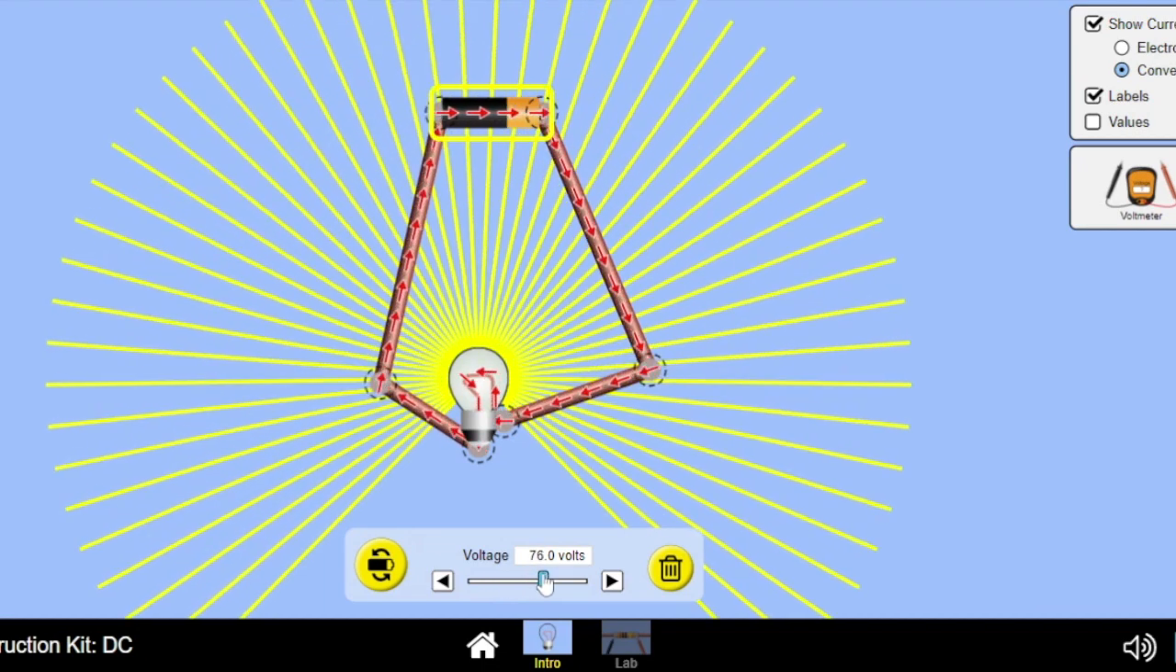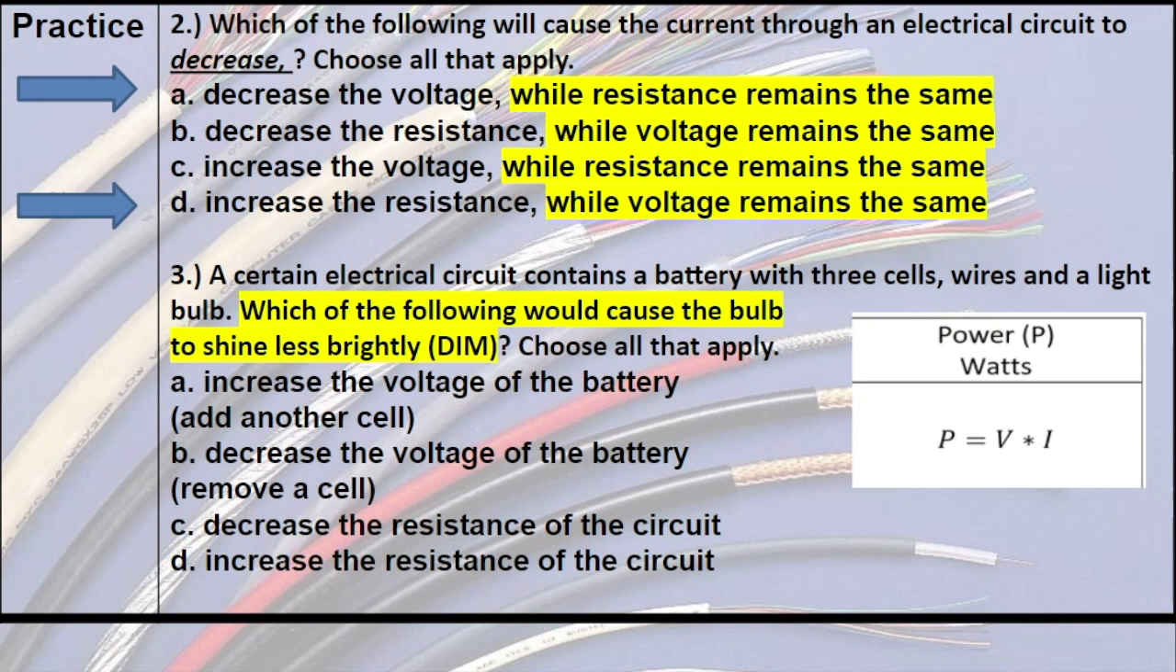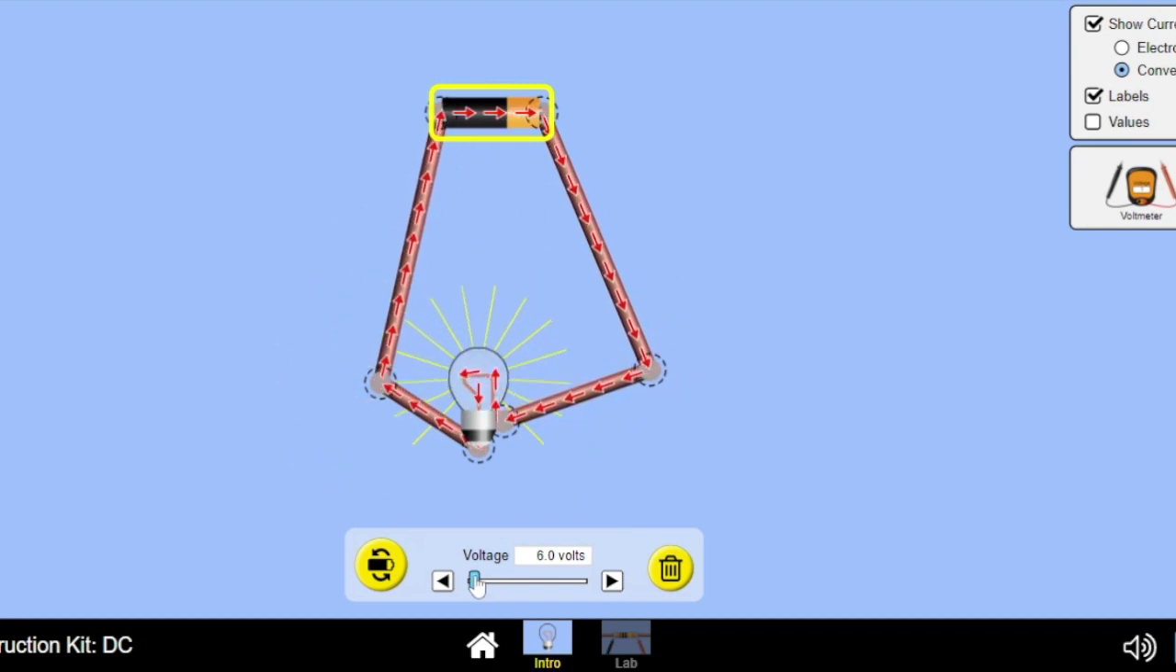And I see as I increase that voltage, my light bulb is actually getting brighter and brighter and brighter. So letter A is not the answer. Decrease the voltage of the battery. Well, as I decrease the voltage, my light bulb gets dimmer and dimmer. So that is the case. Decreasing the voltage is going to decrease the brightness of my light bulb, making it more dim.